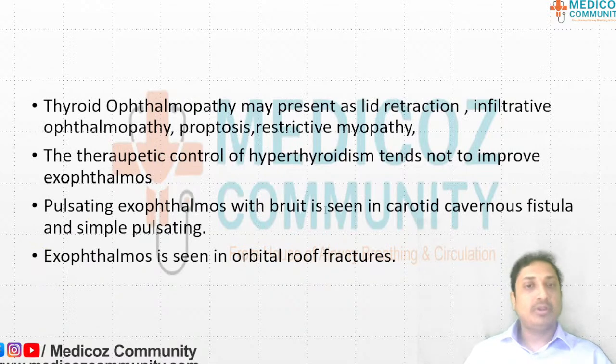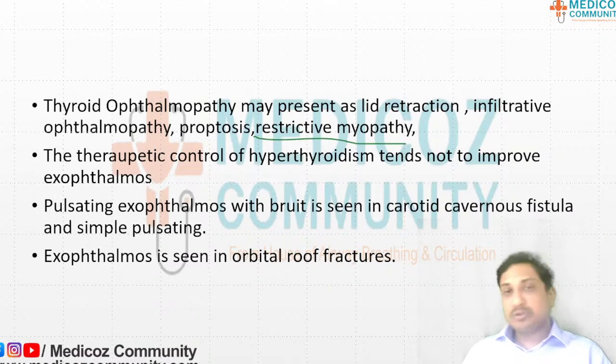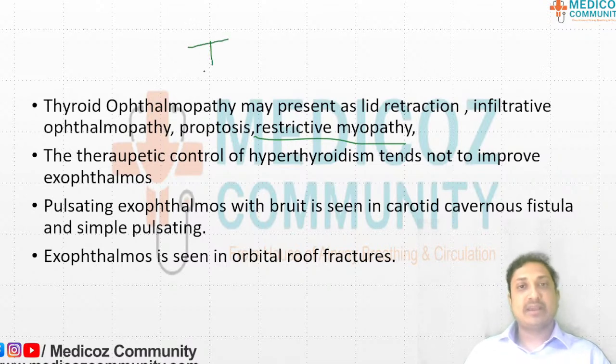So thyroid ophthalmopathy presents as different signs, like lid retraction that we can see, infiltrative ophthalmopathy, proptosis, and restrictive myopathy, when the extraocular muscles can also be involved in thyroid. The sequence of involvement of extraocular muscles in thyroid eye disease is given by a mnemonic. This mnemonic is I am slow.